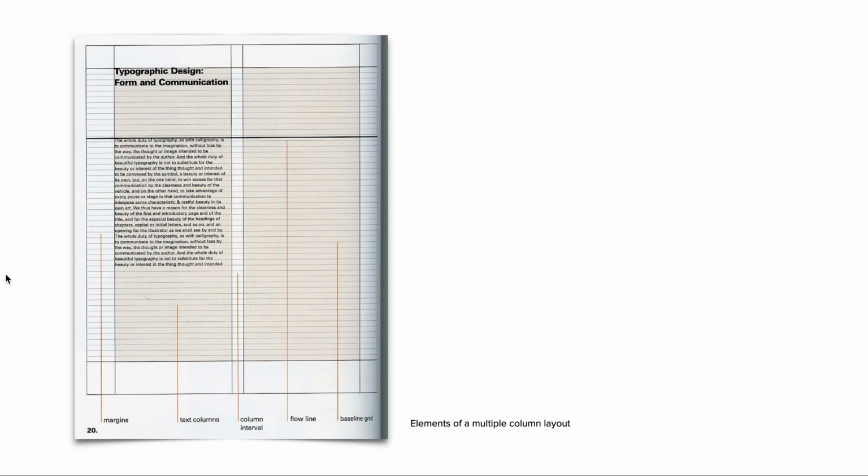A background version of this is also using what's called a baseline grid, which is based on your leading, and you'll get into that more, but that's what all those horizontal lines are. And that just allows for more consistency in terms of alignment of things.